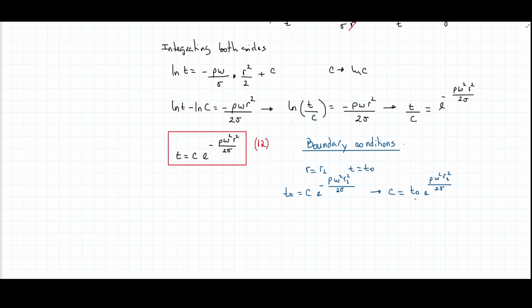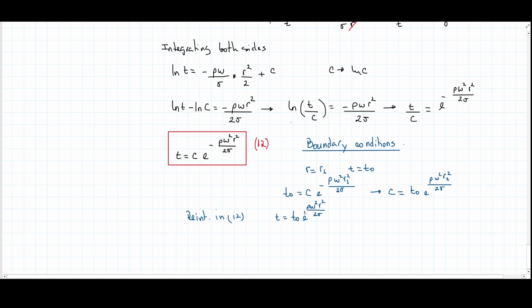Awesome. Now that I have the value of C for this case, I can reintroduce it back into equation 12, and that's going to give me finally the formula to describe the thickness across the radial direction. So reintroducing in 12, T equals C, but C is this one here, so it's going to be T0 E to the R1 square divided by 2 sigma.